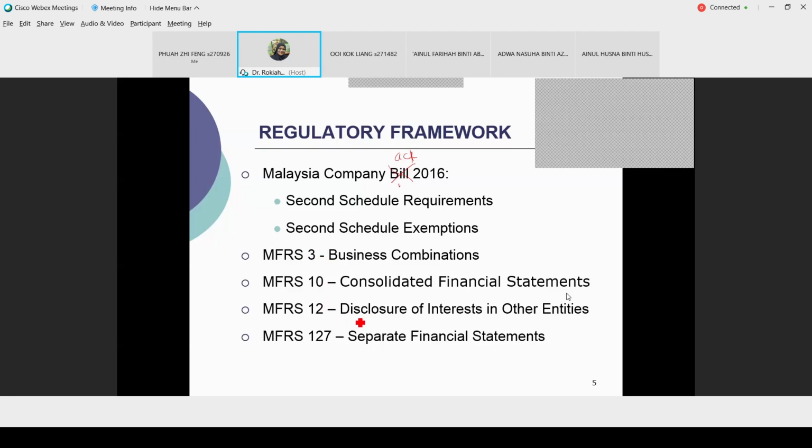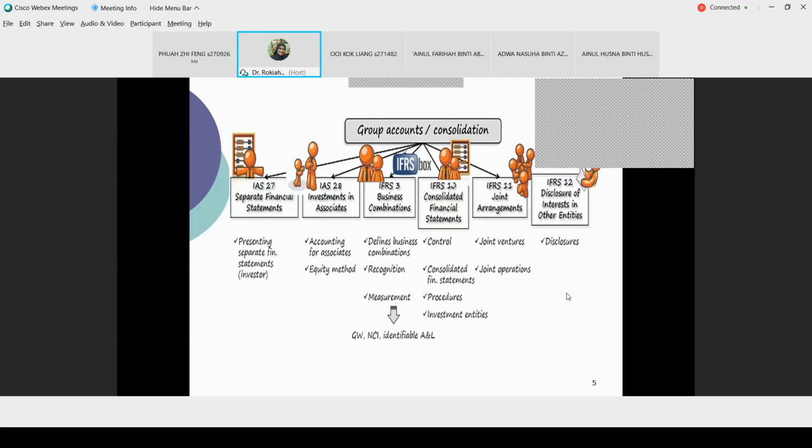Then MFRS 12 relates to the disclosure. It is only about the disclosure, how we are going to disclose the interest in other entities, whether that interest is in terms of subsidiary, joint arrangements, or associate. The investment in other subsidiary, joint arrangement, or associate. And then the last one, MFRS 127, relates to separate financial statements. Later on we will have details about separate financial statements. This is about the standards that we are using.